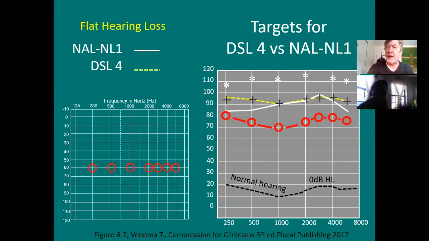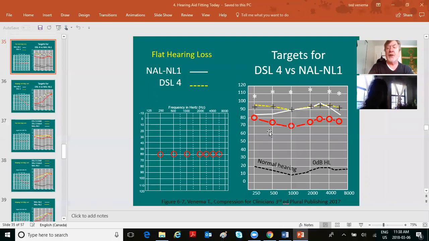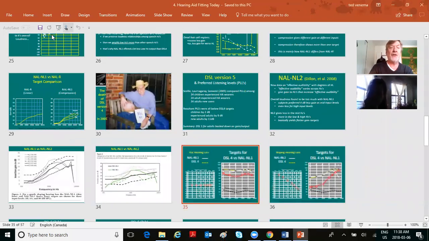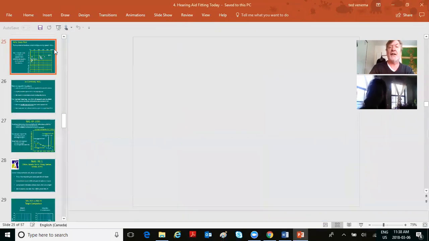If you go back to the flat loss, look at how it offers less in the lows as well. Not only a little less in the highs, but also less in the lows. Now that's because, as we remember well, DSL tried to preserve the loudness relationship among adjacent speech frequencies. So this is what DSL tried to do.